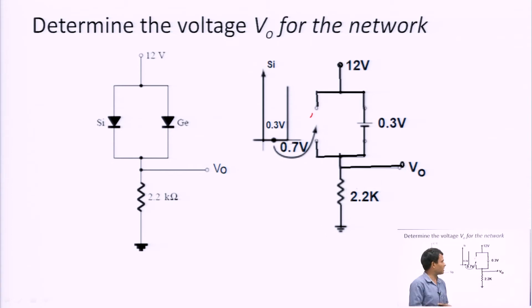silicon diode will be in reverse bias. When the germanium diode is assumed to be in forward bias, then the voltage across the silicon diode is 0.3, जबकि सिलिकॉन को कंडक्ट करने के लिए मिनिमम वोल्टेज कितना चाहिए 0.7, तो उसे 0.7 कभी मिल नहीं पाएगा। इसीलिए जर्मेनियम डायोड ही कंडक्ट करेगा और सिलिकॉन डायोड हमेशा रिवर्स बायस रहेगा। तो now effectively this becomes a series circuit. Then KVL is 12 minus 0.3 minus V naught equal to 0, then V naught is equal to 11.7 volt. These are the calculations.